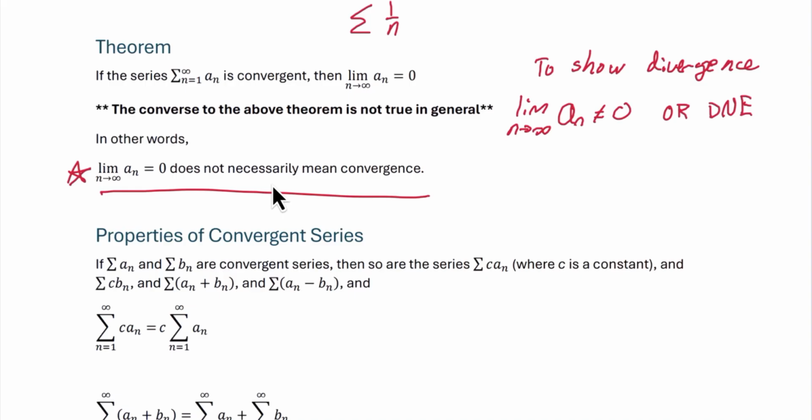So if the limit of the sequence is not 0, or if it doesn't exist, then the series of a sub n must be divergent. It diverges. This is called the test for divergence. We'll see an example of this in a few minutes.